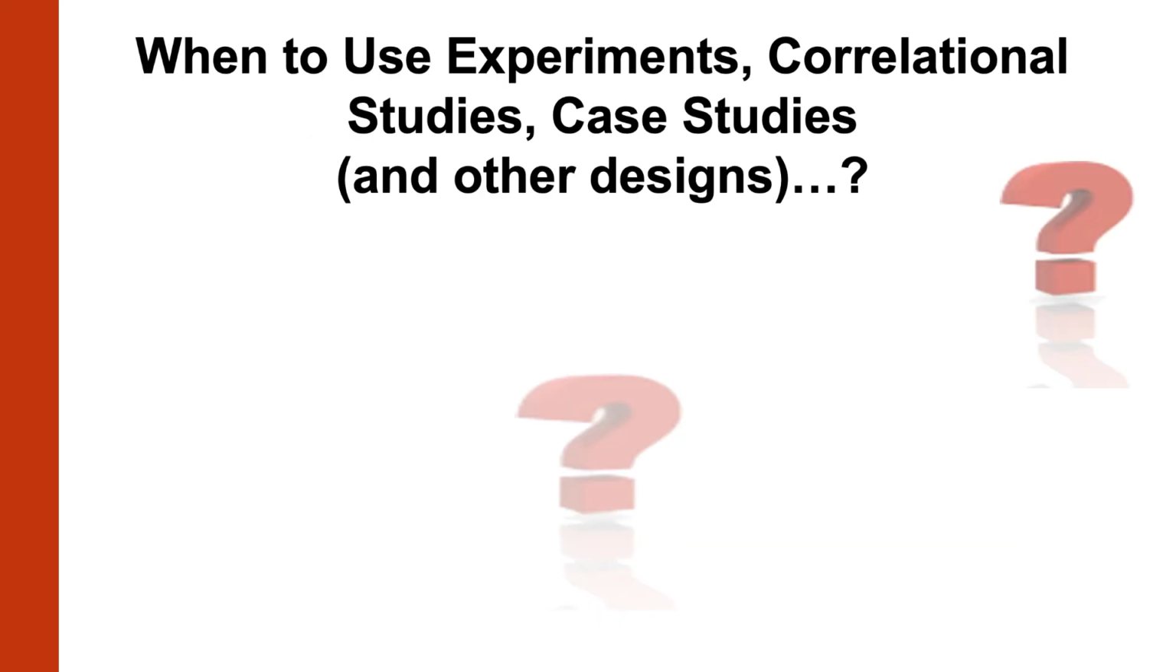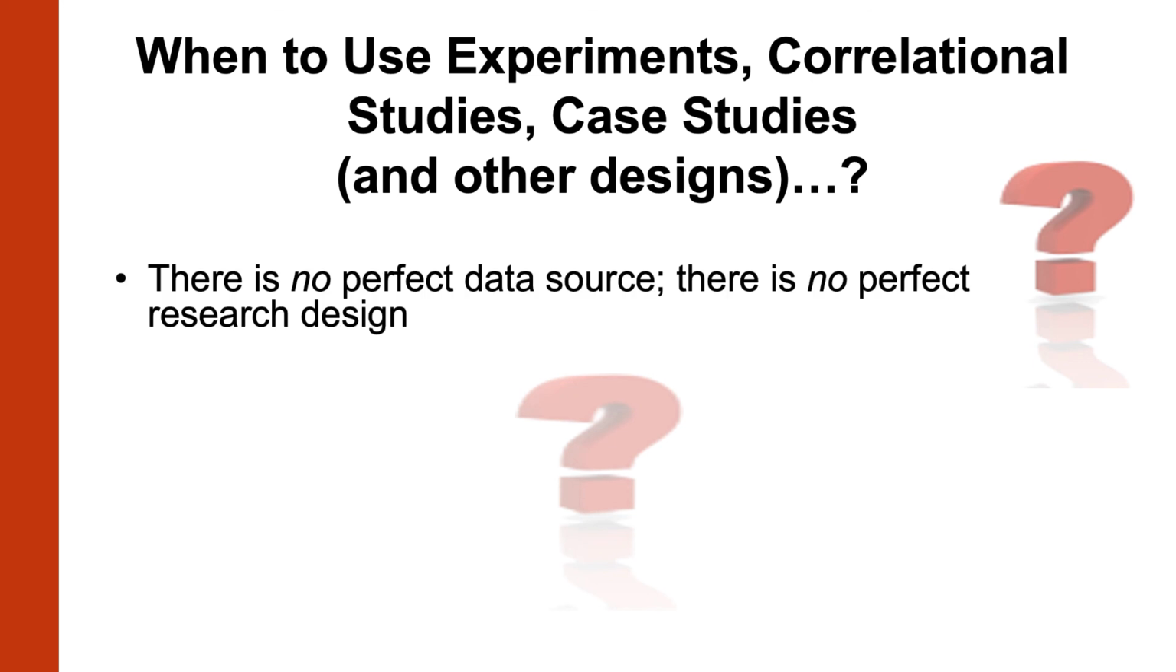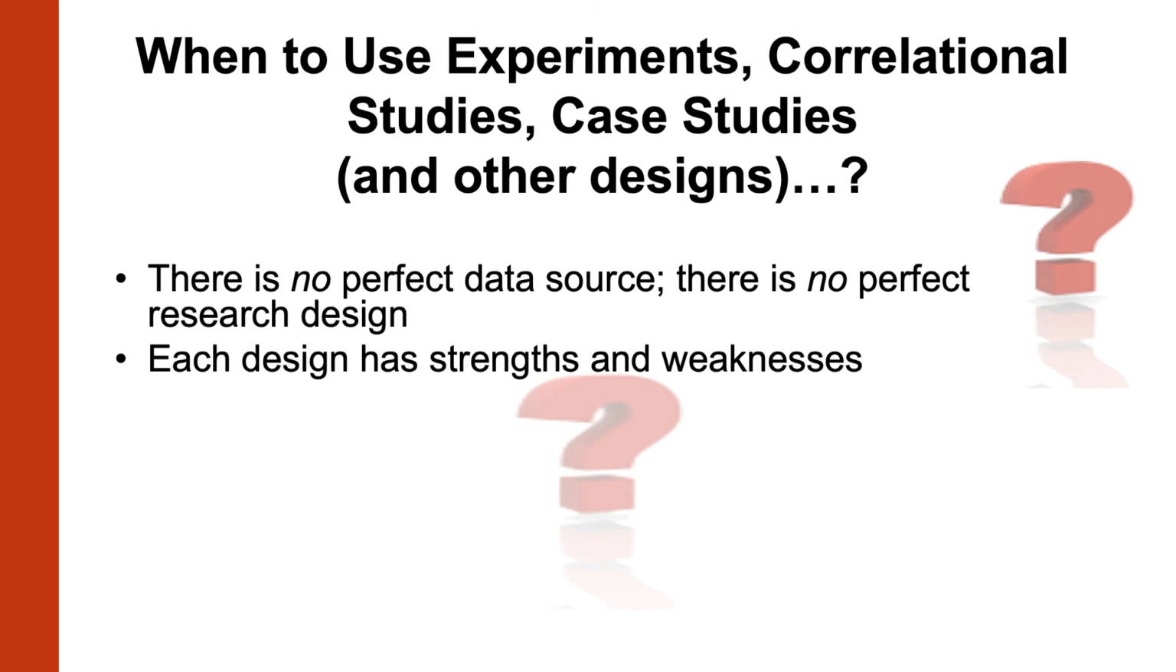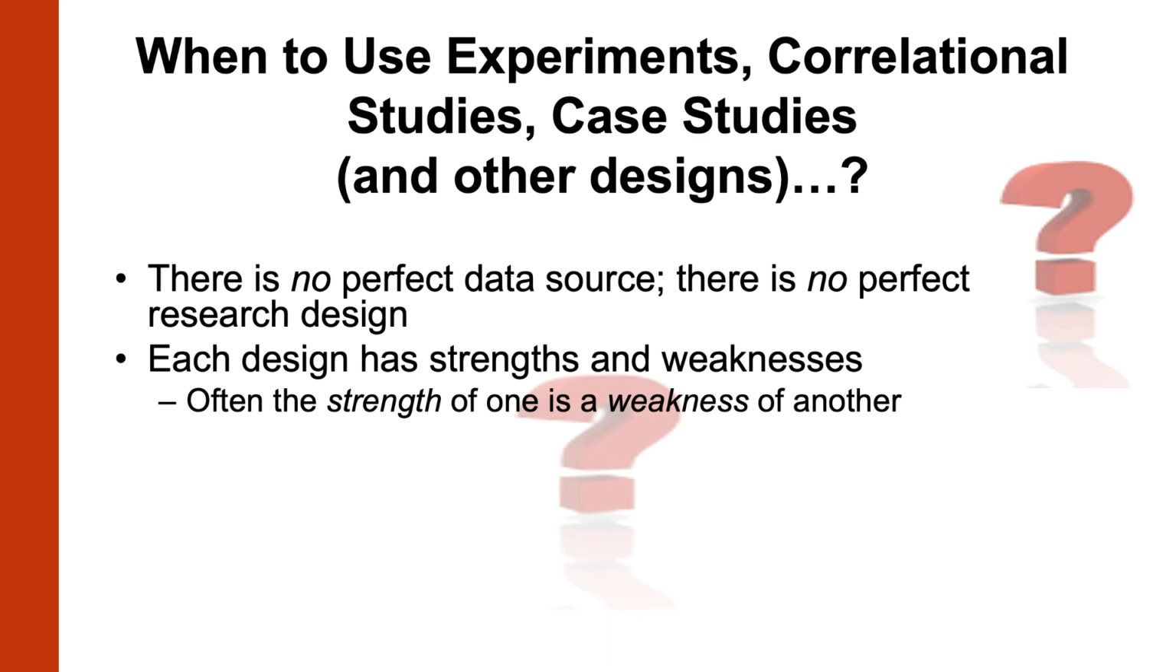Thinking about these different experimental methods, when is each appropriate? The important thing to remember is that as there's no perfect data source, there really is no perfect research design either. And what you find is that each of the designs has its strengths and its weaknesses, and often the weaknesses of one design actually are the strengths of another. So it benefits you to use more than one research design in investigating your research question.